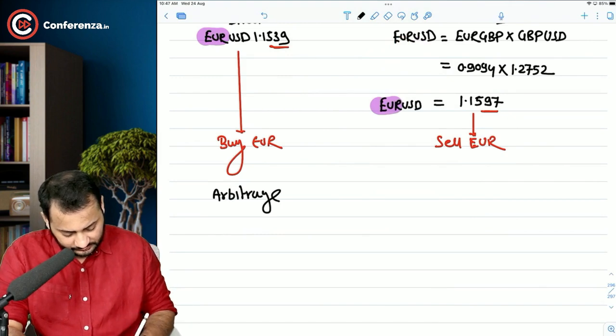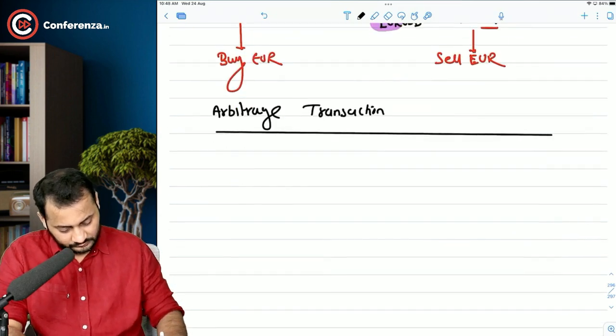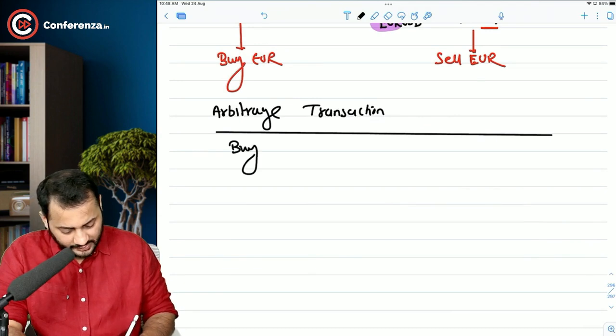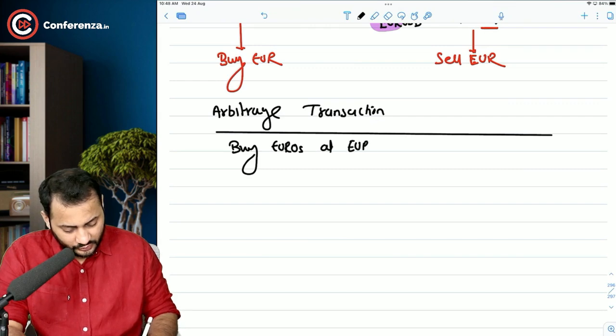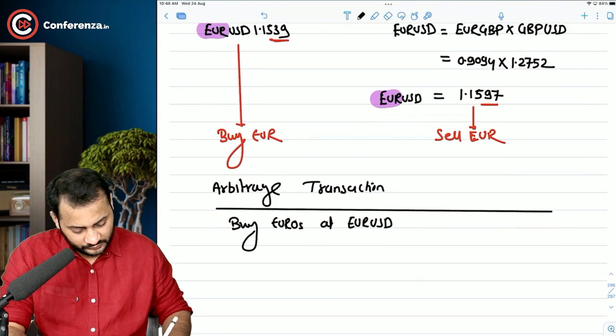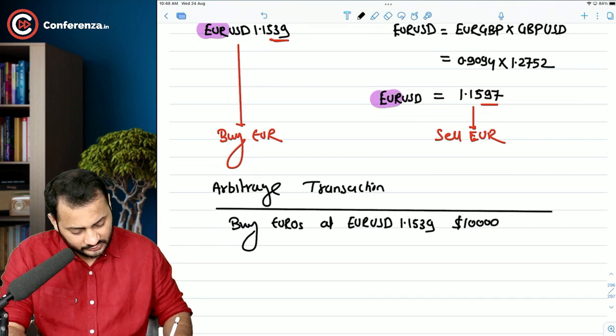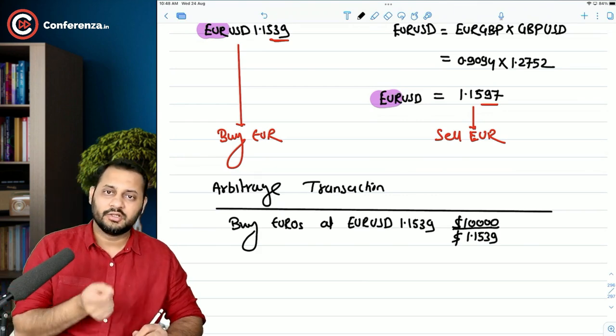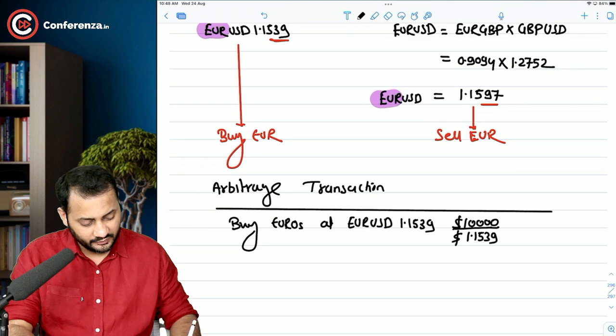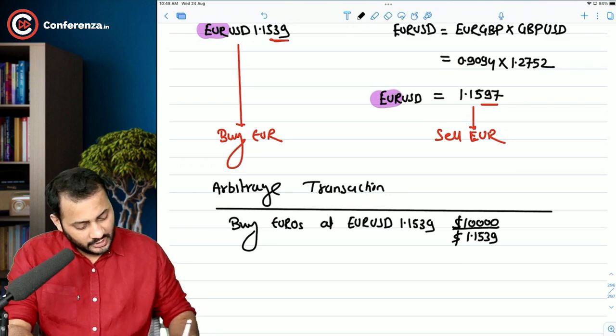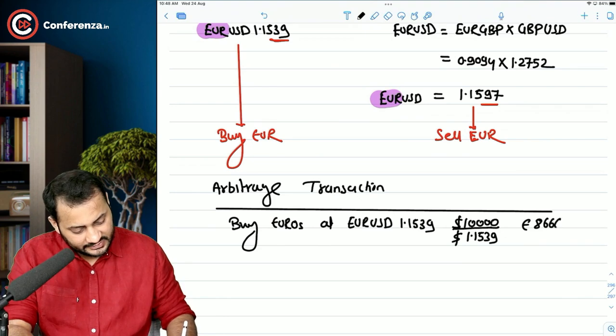Arbitrage transaction. Buy euros at EUR USD 1.1539. See, you have $10,000 with you, and the rate is also 1.1539 in dollars. So both the values are in US dollars, and that's why we are going to divide it. Now we have around 8666.26 euros.